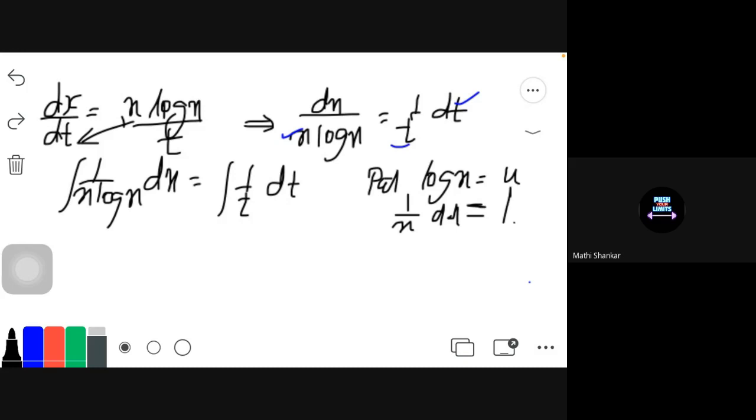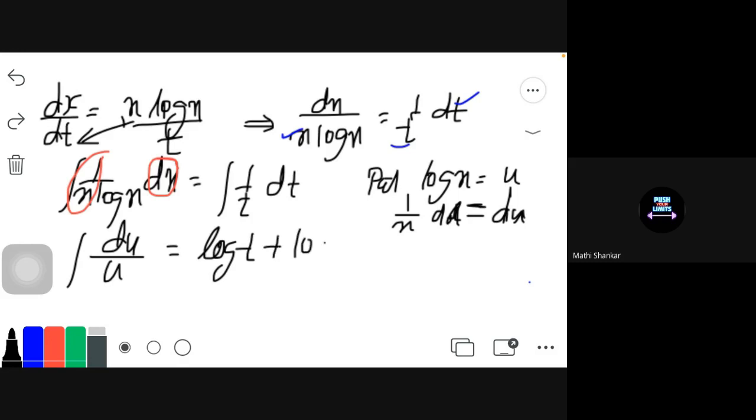What happened? 1 by x dx is equal to du. So we have this term over here, 1 by x dx. So instead of this I can put du over here. So I will get I is equal to du upon u, instead of log of x I can put u. Integration of 1 by u du will be log of u plus c.